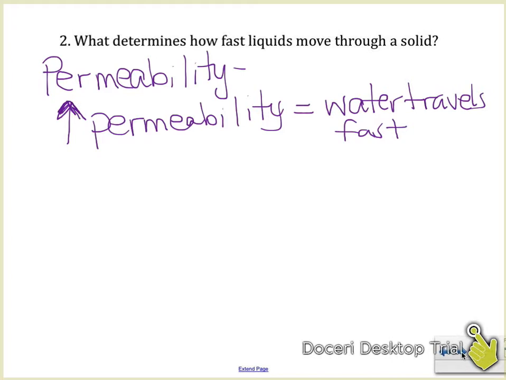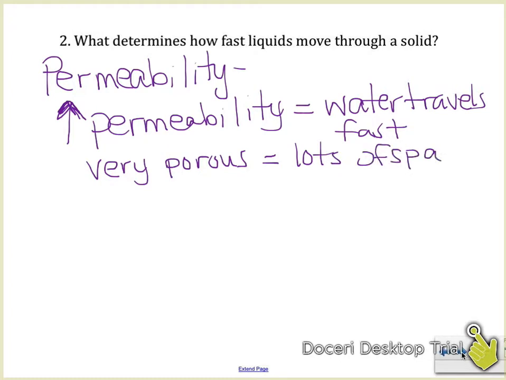If water is able to travel very fast, that means that that object must have a lot of what? Pores, which means it must be very porous, which means that it's high in what? Permeability. Porosity. Very good, Medicine.